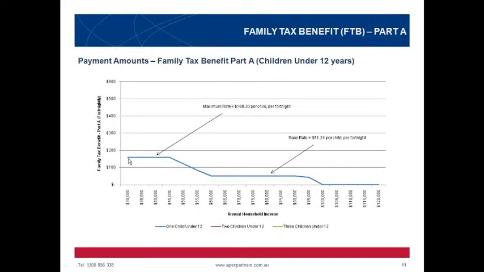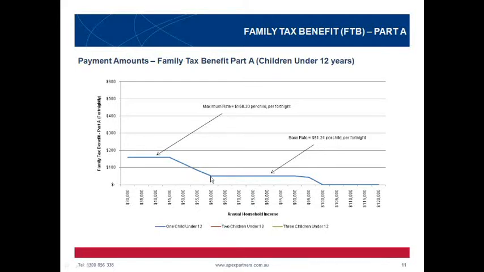That maximum rate is paid if your annual household income is $30,000, $35,000, $40,000, $45,000. Once you start earning above approximately $45,000, you can see that the maximum rate you receive reduces from the $160.30 per fortnight and starts to taper down. It tapers all the way down to when you earn around $60,000 as a household in a year. And then we have the base rate, which is $51.24 per child per fortnight.